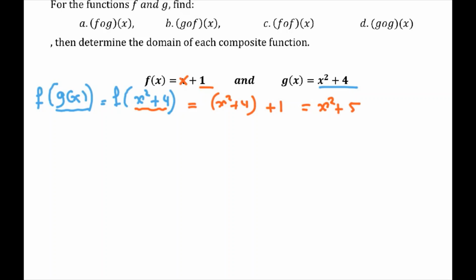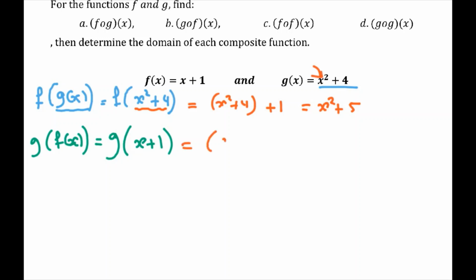Let's move on to the next, g of f(x). We're doing the opposite. We're going to take x plus 1, which is f(x), and substitute x here by x plus 1, which is going to be (x plus 1) squared plus 4. To simplify, it's going to be x squared plus 2x plus 1 plus 4. That's equal to x squared plus 2x plus 5.